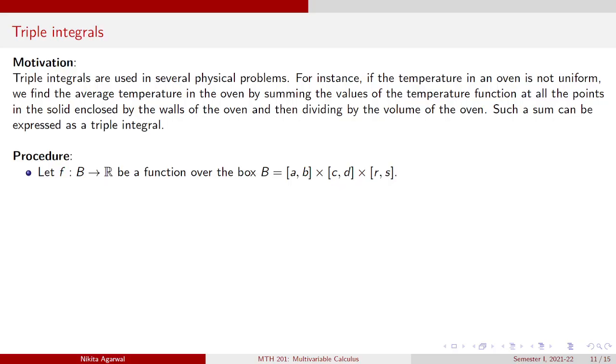Okay. So what is the procedure? The procedure is very similar to double integrals. Now your function is defined not on a rectangle but on a box. So what is this notation? It's similar to what we defined for a rectangle. It's the point (x, y, z), where x lies in this interval, y lies in this interval, and z lies in this third interval. So it's a collection of all those points, and what you get is a box.